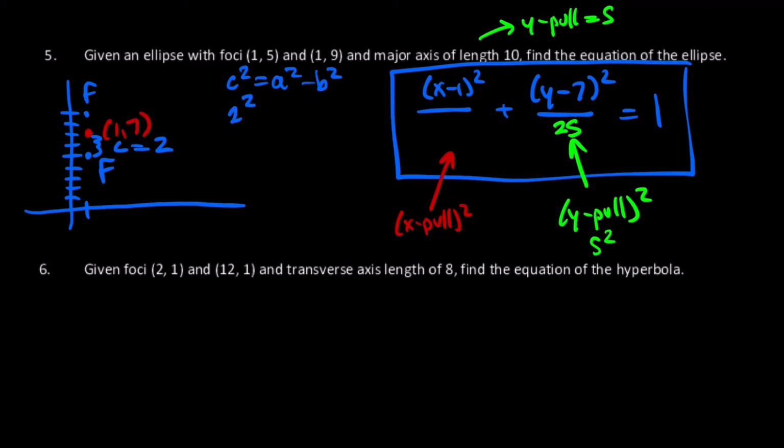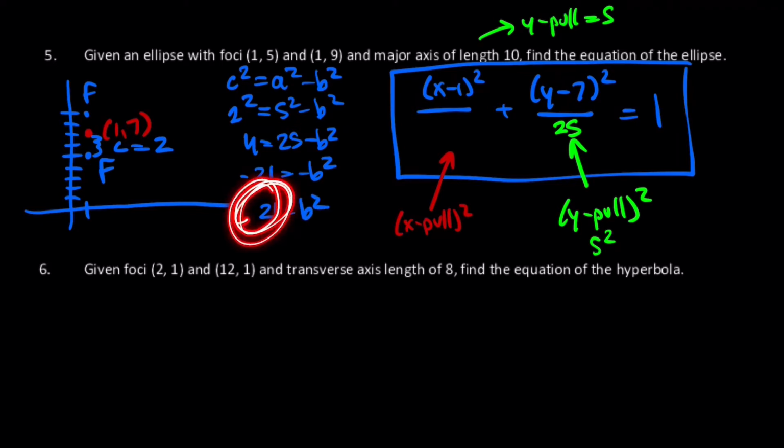So I have 2 squared equals, now we also need to understand that since my ellipse is vertical, the y pole is greater, so the y pole is going to be your a value. So that means a equals 5. So this will be 5 squared minus b squared. Okay, 4 equals 25 minus b squared. Subtract 25: negative 21 equals negative b squared. 21 equals b squared, and that's all you need. I'm not graphing this, so I don't need the x pole. 21 will go right there.